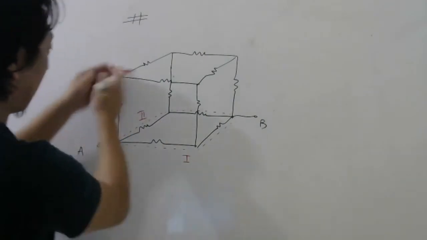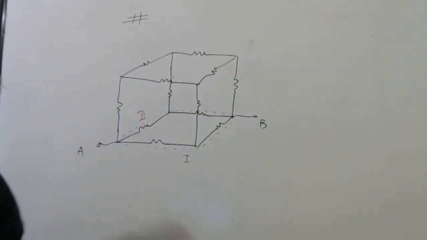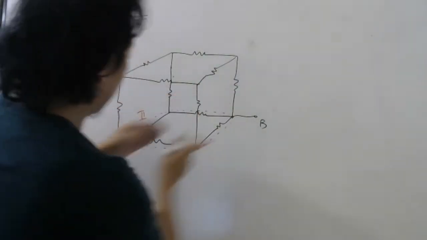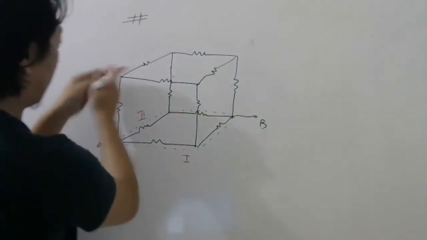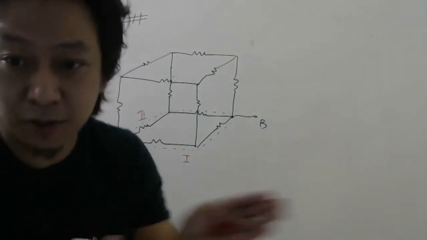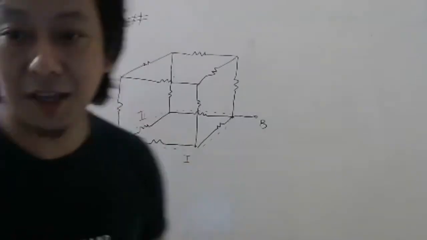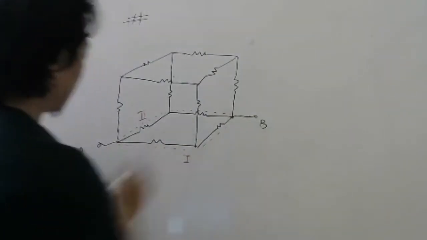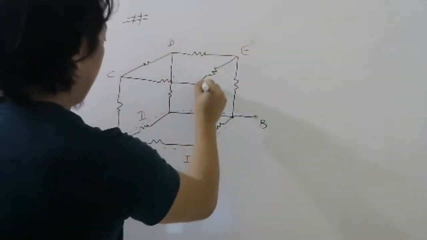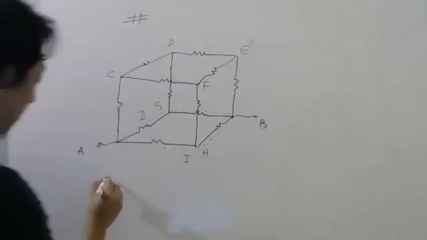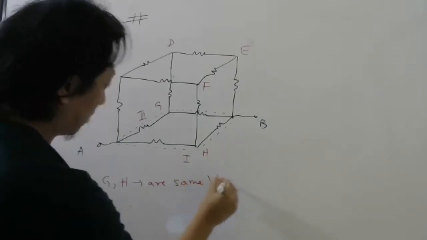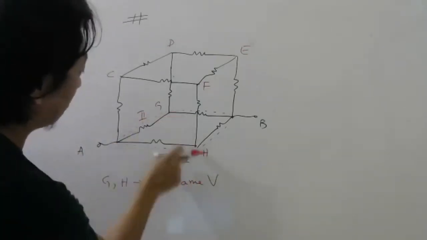But this first path, second path, third path, which are symmetrical? First and second, or first, second, third, all of them? First and second are symmetrical, or first and third? Which is symmetrical, I'm asking. Meaning, the current should see the same resistance. First and second are symmetrical. So since this path and this path are symmetrical, if I call these points C, D, E, F, G, H, then it means G and H are at the same potential. Opposite points should be at the same potential.